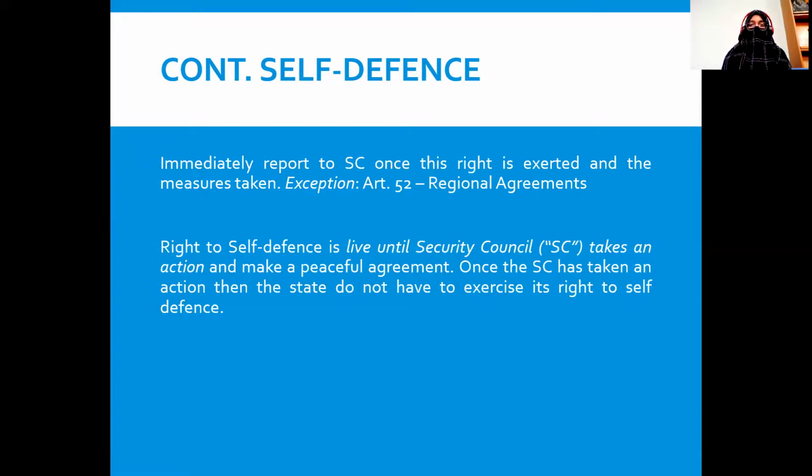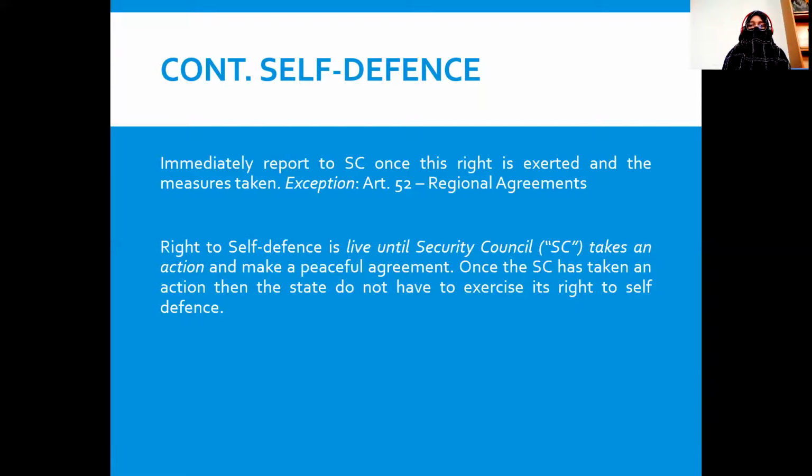Now, when force is used as self-defense, then it needs to be immediately reported to the Security Council, and the measures that were taken under this defense also need to be reported. The exception to this provision is Article 52, where if the states have a regional agreement between them, then that incident will be reported to the regional authorities rather than directly to the Security Council.